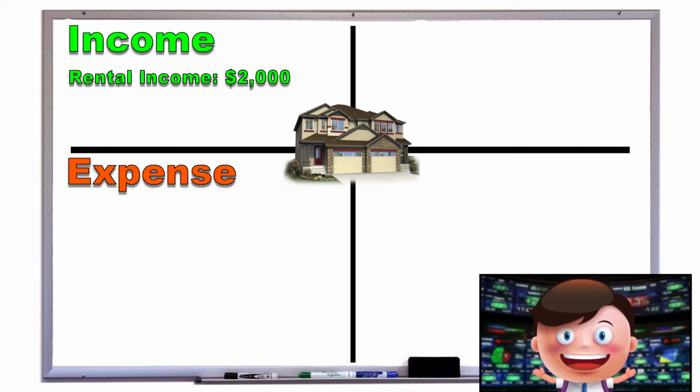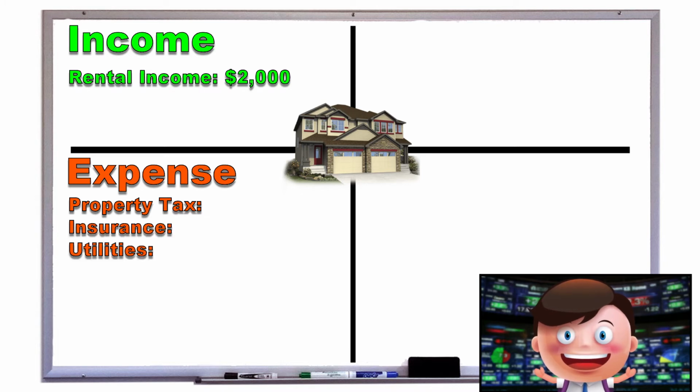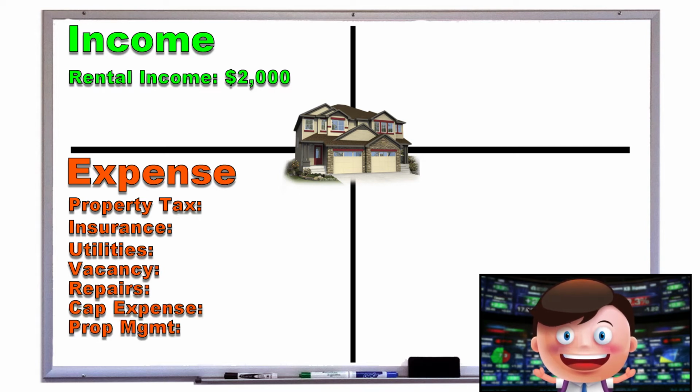Quadrant 2 is the expense quadrant. Here's a list of the typical expenses that we want to keep track of. There's property tax, insurance, utilities such as gas and electricity, vacancy cost, repairs, capital expense, property management, and usually the biggest expense, mortgage. Let's fill in some ballpark numbers for each. Remember, these are costs per month.